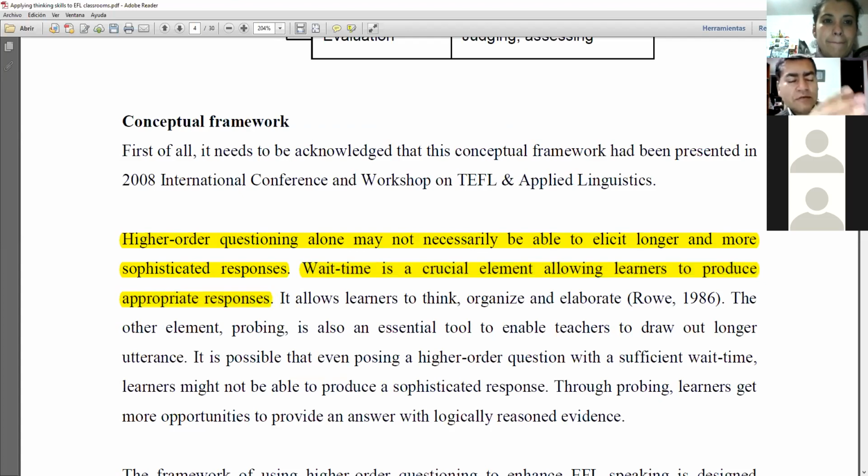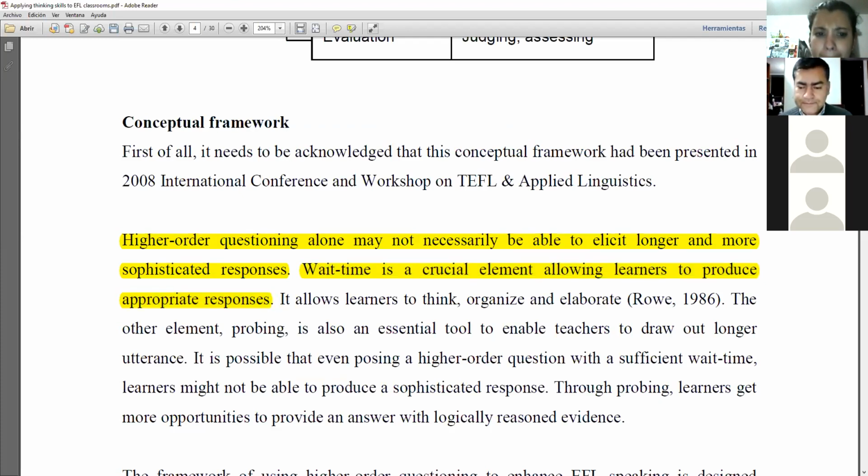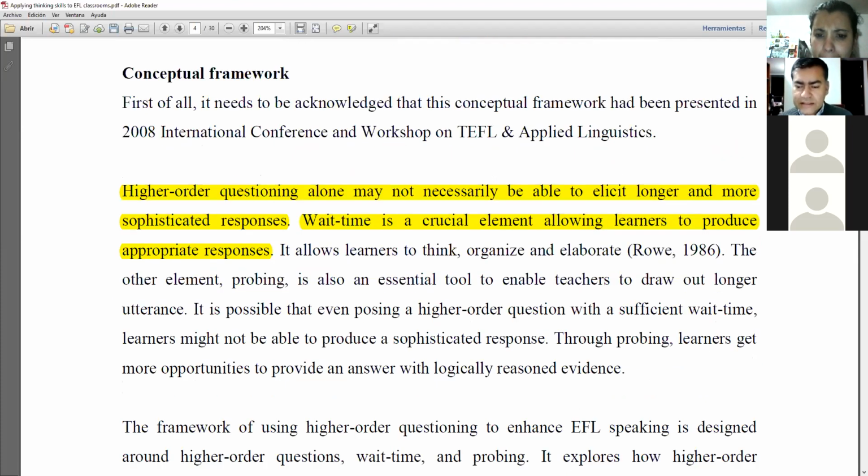So maybe we could focus on only the types of questions, and the patterns when teachers are asking the questions, and what's the wait time, how they assign the question to a student, those things. What it says here is it is possible that even posing a higher order question with a sufficient wait time, learners might not be able to produce sophisticated responses.